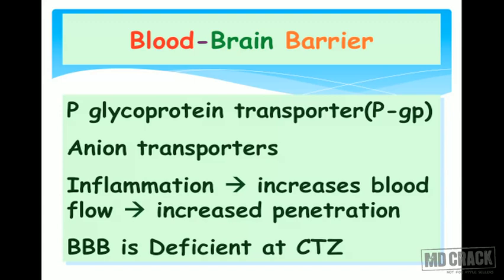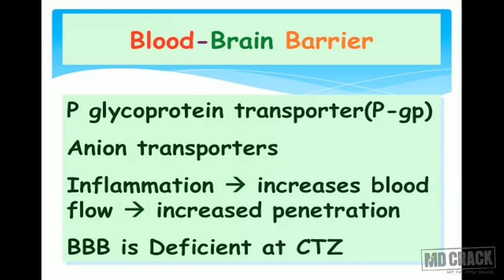You can have more transporters there, like the P-glycoprotein transporter, which is called PGP, and you also have anion transporters. There is one interesting thing about the blood-brain barrier. If the area is diseased, should the drug cross better or should the drug cross less? What we would feel is, because it is diseased, the drug is going to cross less. But our guess will be wrong.